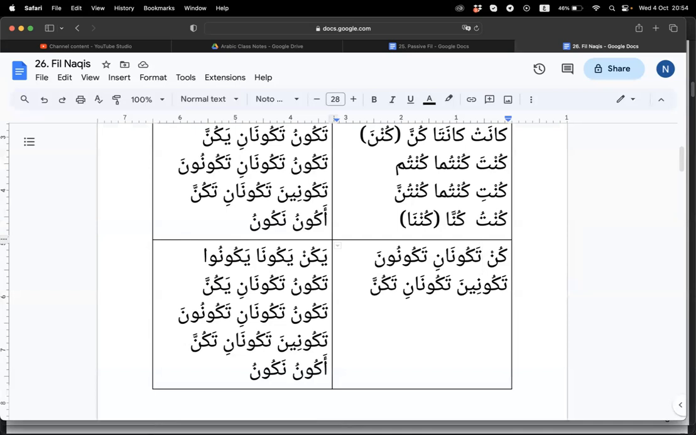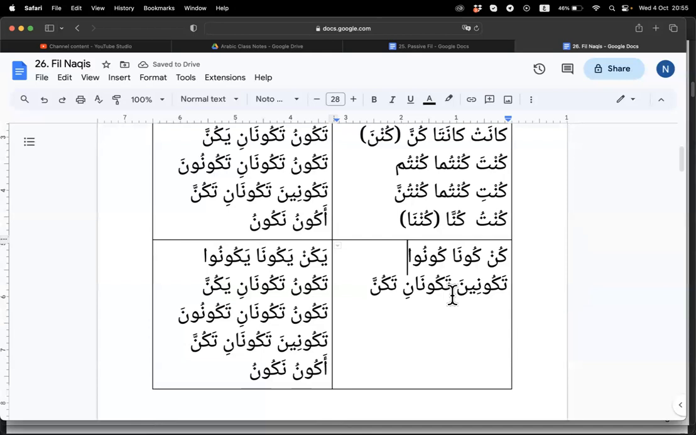Next one. How do we make the amr? Remove the ta and then remove the nun. Here, there is no need to remove the waw because there is no problem. Next one, remove the ta, remove the nun. Good, so you have kunu.